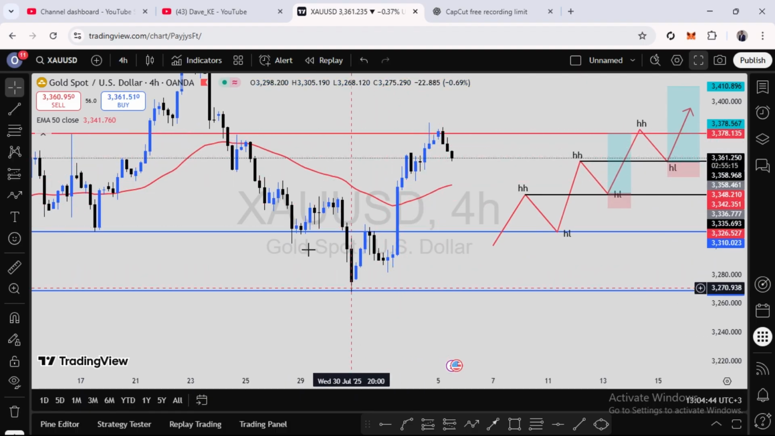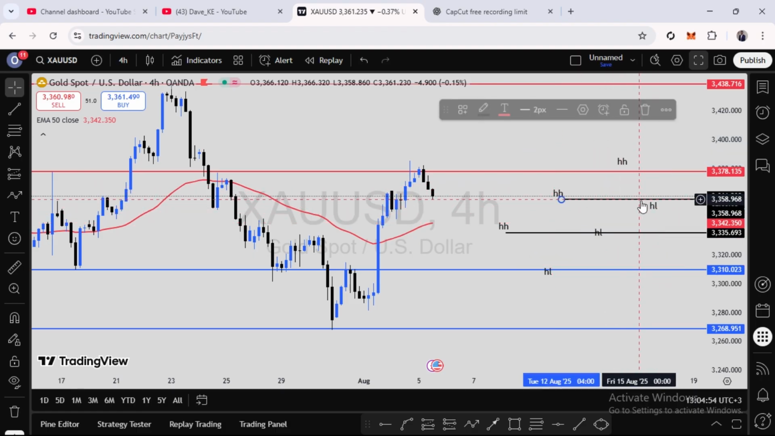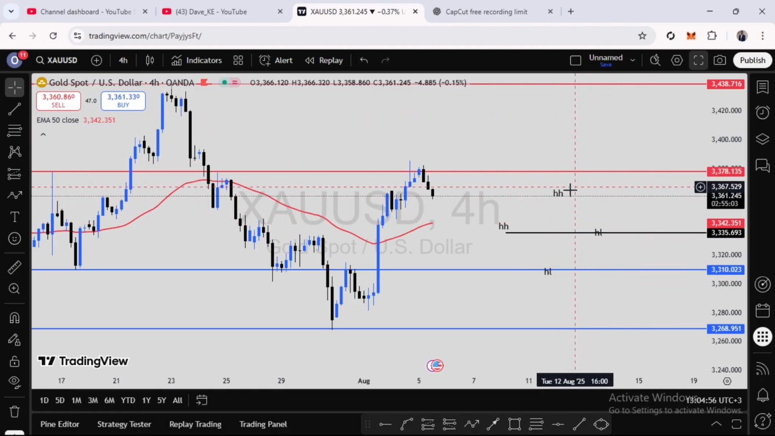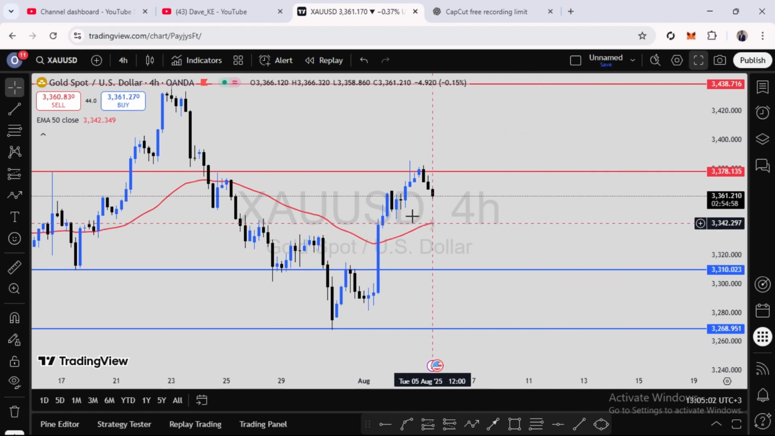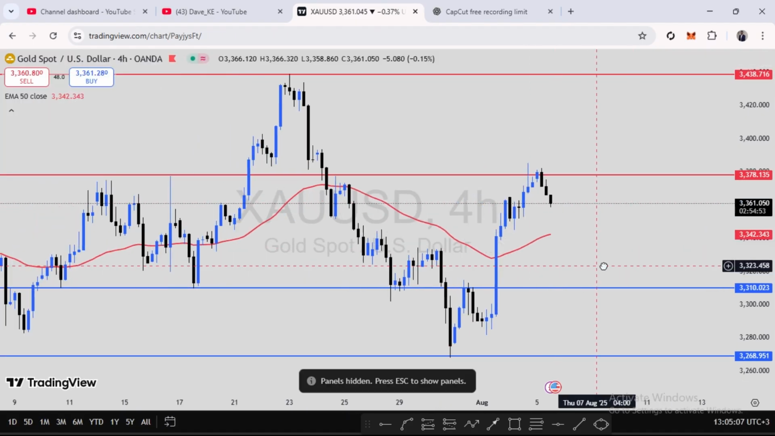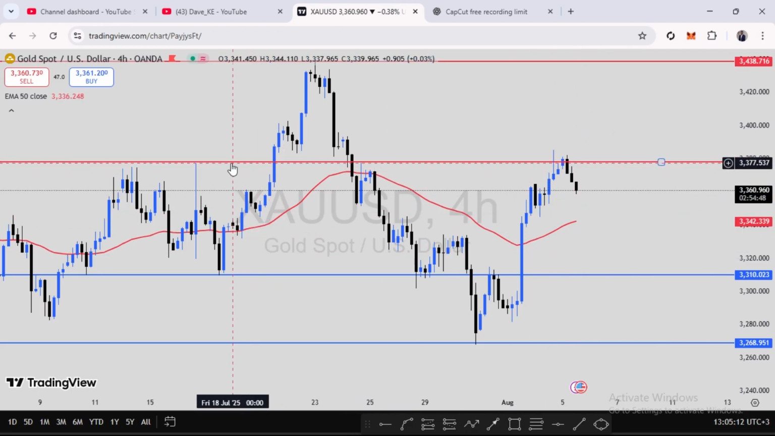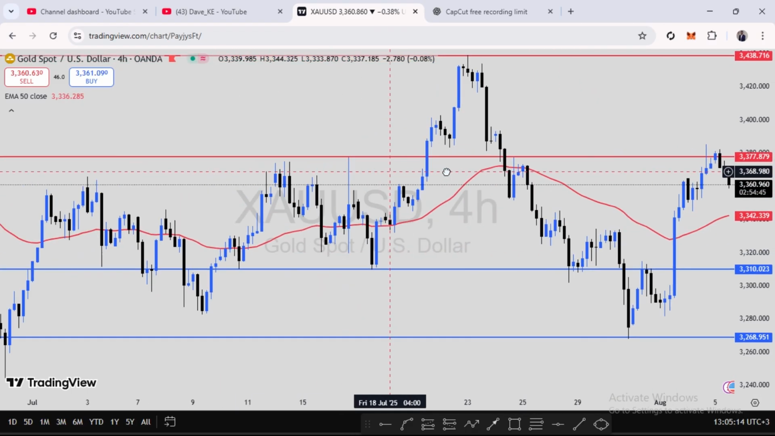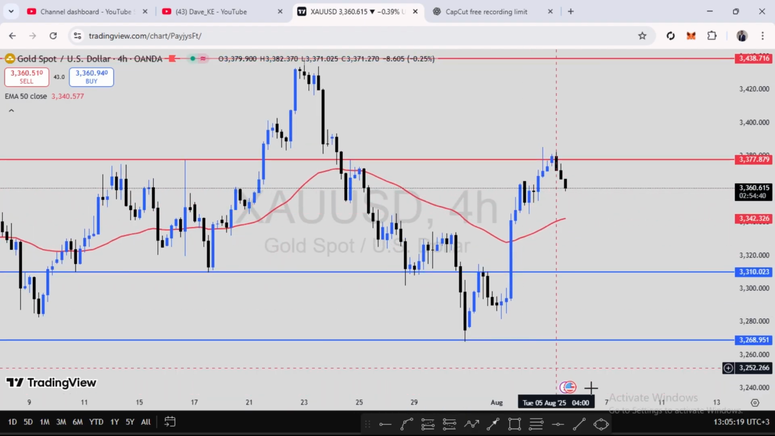So right now from our 4-hour, we can see that gold is in a downtrend. Let me just remove this so that we have a clean chart. Now on this 4-hour chart, you can see that gold has been selling for about the past 12 hours. It's been on a downtrend. If you are a price action trader, you might know that there is a pattern being formed here.